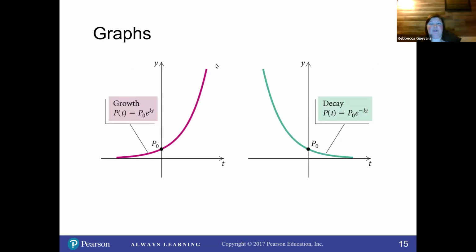So just to show you, this is what the growth looks like, and this is what the decay looks like. So as you see, what really happens is that this is just a reflection over the y-axis.